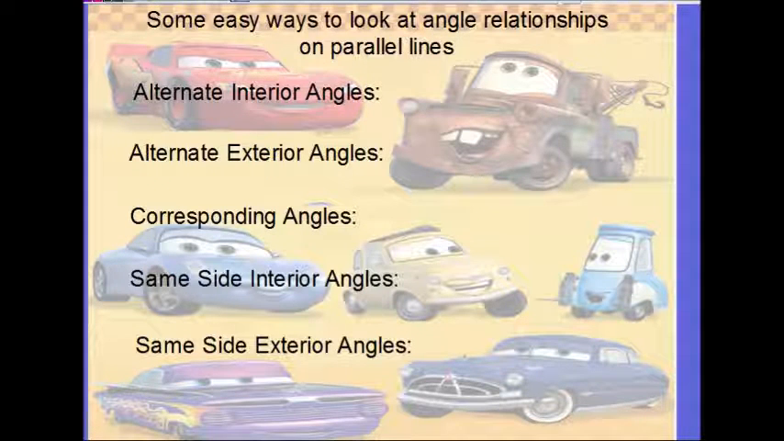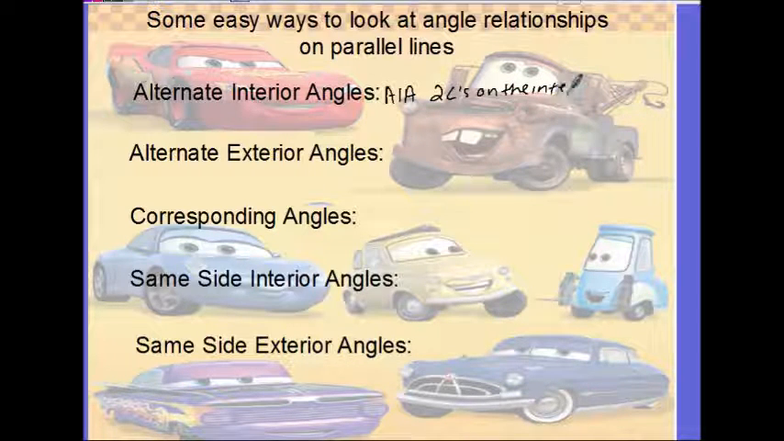So here's some easy ways to look at angle relationships on parallel lines. Our first angle relationship is alternate interior angles, or AIA for short. Alternate interior angles are going to be two angles on the interior of two lines on alternate sides of a transversal.